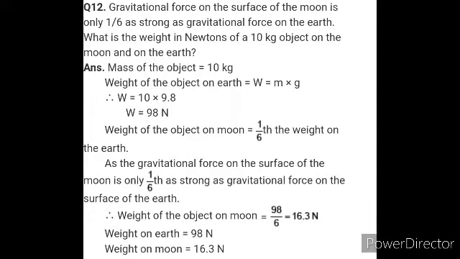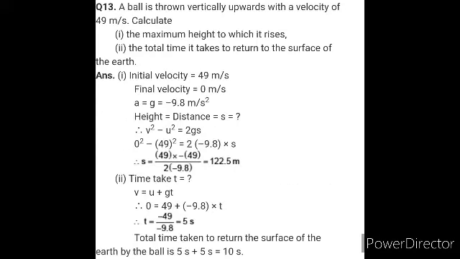Moving on with the next question, number 13, and the question is, a ball is thrown vertically upward with a velocity of 49 meter per second. Calculate the maximum height to which it rises and the total time it takes to return to the surface of earth. Now in this question, first you have to find out the maximum height, that is, you need to find out the value of s, displacement, or distance you can say.